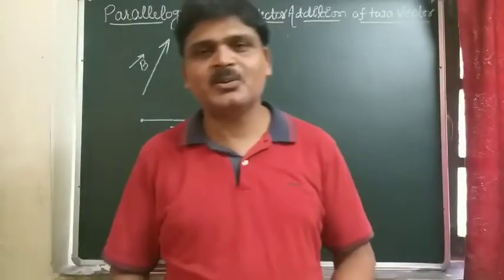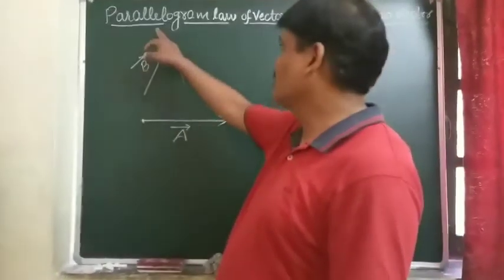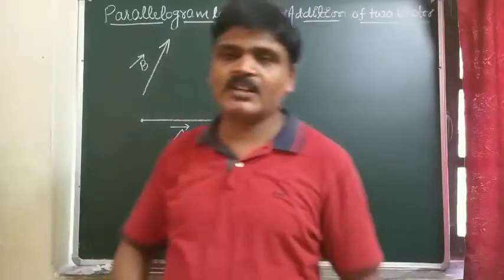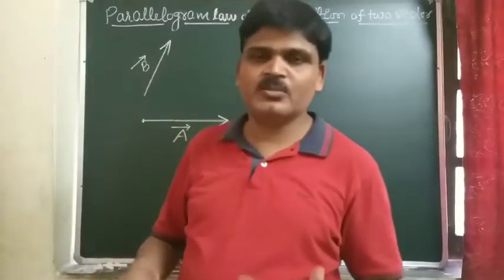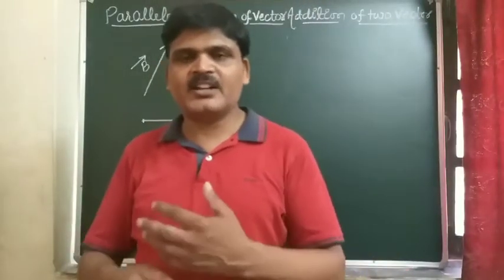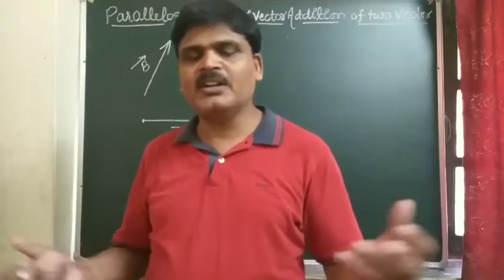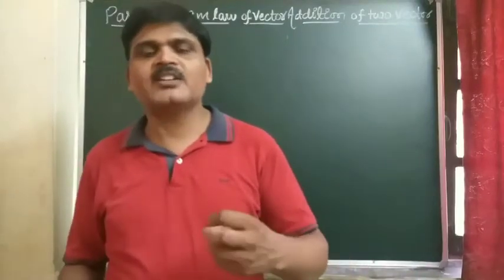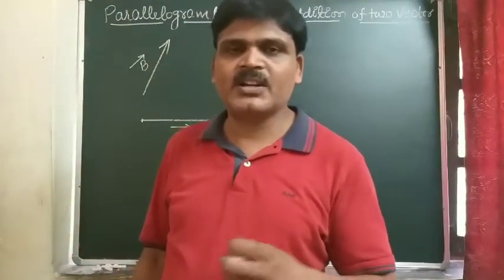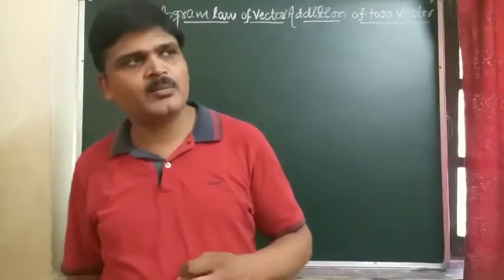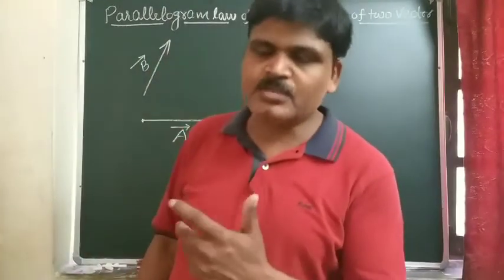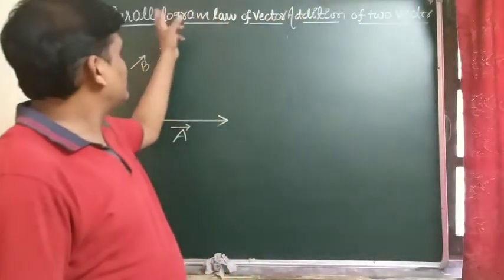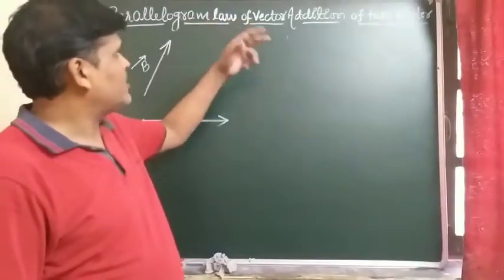Good morning, students. Today I am going to start a new topic: parallelogram law of vector addition of two vectors. Students, you already know the vector addition of two vectors by the triangle method, and the resultant of addition of two vectors in the triangle method is vector R equal to vector A plus vector B. In this method we can also add two vectors, and this method is known as the parallelogram law of vector addition.